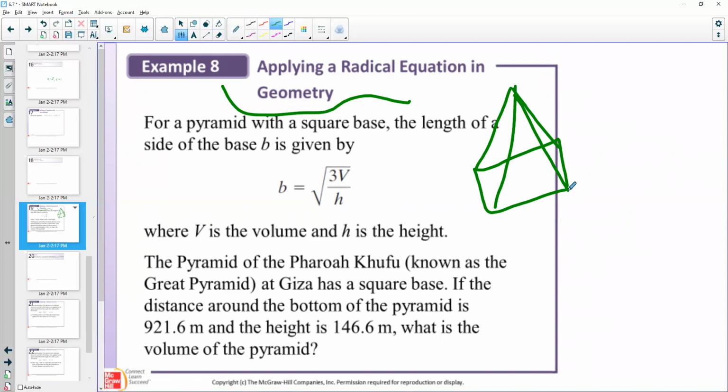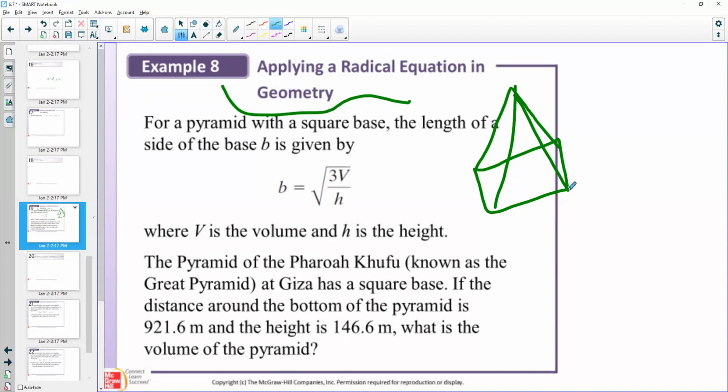The length of a side of the base is given by this formula: 3 times the volume divided by the height, take the square root. The pyramid of Pharaoh Khufu, known as the Great Pyramid of Giza, has a square base. If the distance around the bottom is 921.6 meters and the height is 146.6 meters, what's the volume?